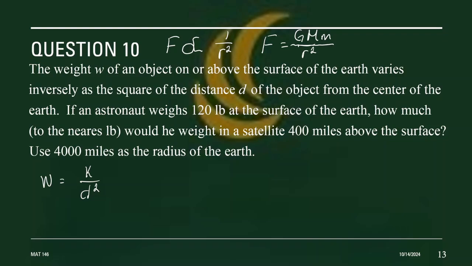Capital G is the universal gravitational constant. Capital M is the mass of the larger object, and little m is the mass of the smaller object. Newton's law of gravity says that every object of mass exerts a gravitational force on every other object of mass, specifically a gravitational attraction.